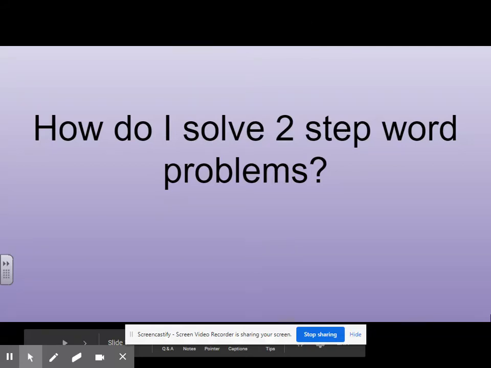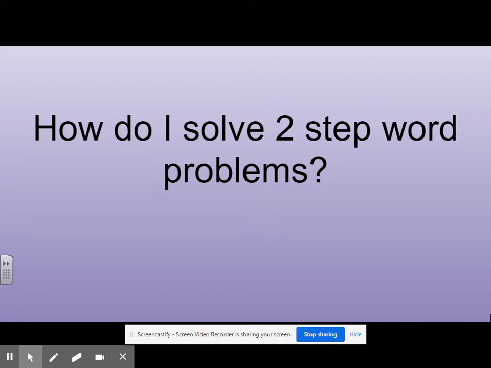Yesterday, we looked at solving word problems using a bar model, using read a little, do a little. We kind of combined the two strategies. And today, we're going to take that a step further and look at solving two-step word problems. How do I solve two-step word problems?